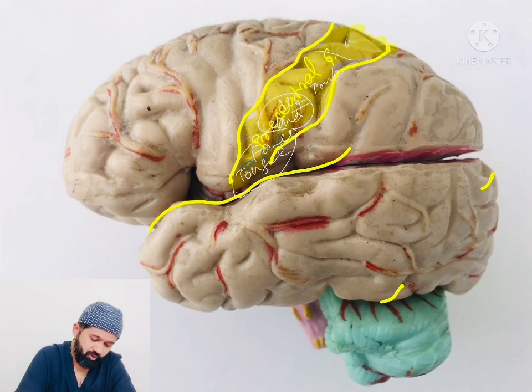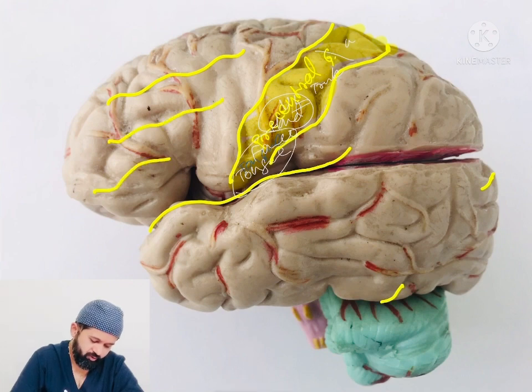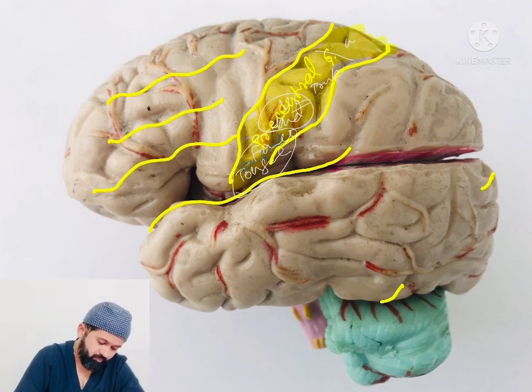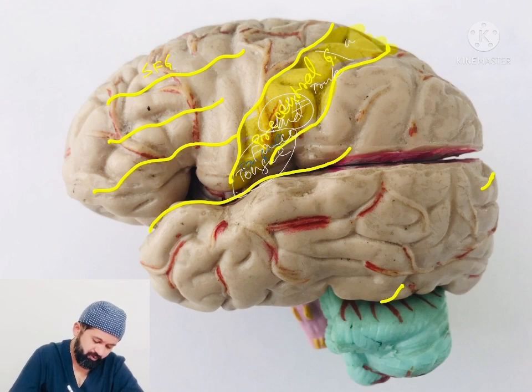In front of the primary motor cortex, the frontal lobe is divided into three parts by three sulci. The top sulcus is known as the superior frontal sulcus. We have a middle frontal sulcus, and we also have an inferior frontal sulcus, which joins the precentral sulcus. So the part above the superior frontal sulcus is known as the superior frontal gyrus. In between the superior frontal sulcus and the inferior frontal sulcus, we have the middle frontal gyrus, which is again divided into a superior part and an inferior part. And the part below the inferior frontal sulcus is known as the inferior frontal gyrus.